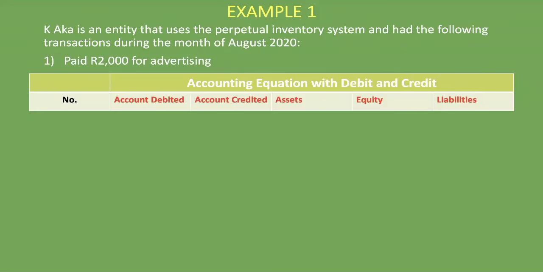So if you paid 2,000 Rand for advertising, what is the account debited? What is the account credited? And how does it affect our assets, equity, and liabilities? Well, let's identify the accounts first. The account there is advertising, which is an expense account.